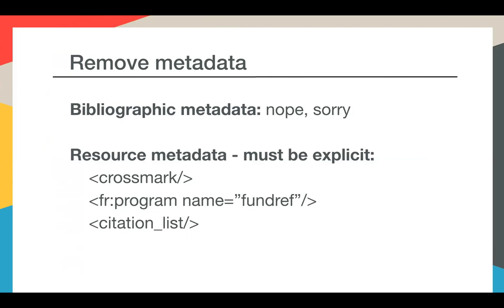Because we allow you to update your resource metadata in segments, we require that you be very explicit when you remove resource metadata from your record. We require that you submit an empty top-level tag to remove a segment of resource metadata. So for example, to remove all Crossref metadata, you need to submit a metadata or resource XML file with a closed Crossref tag, as you see on this slide. So a closed Crossref tag removes all Crossref data. The program name equals fundraft tag removes all funding metadata.